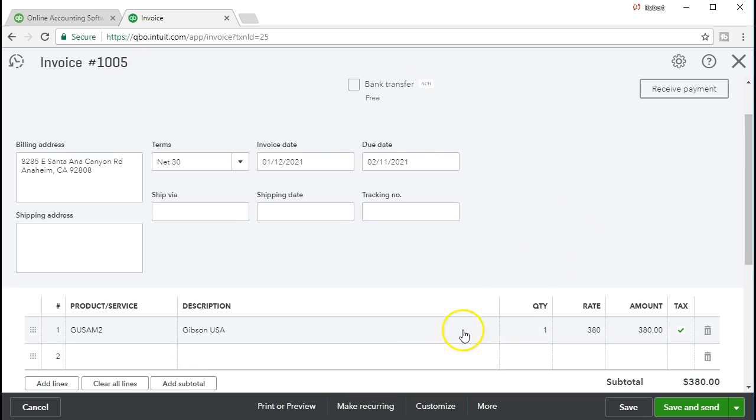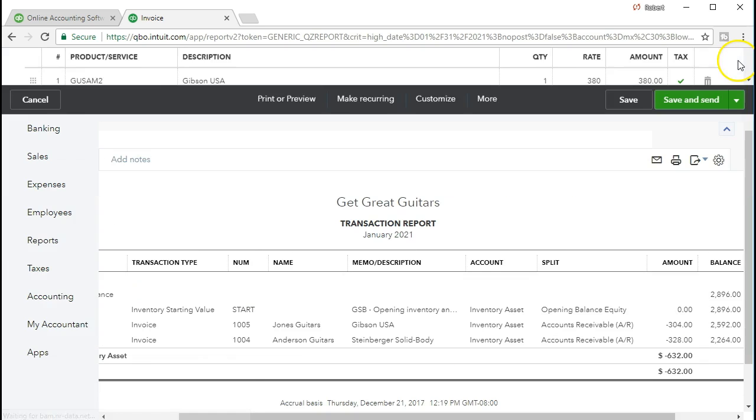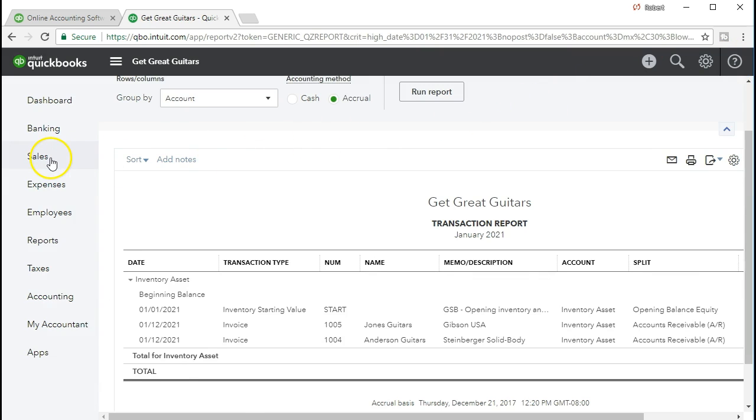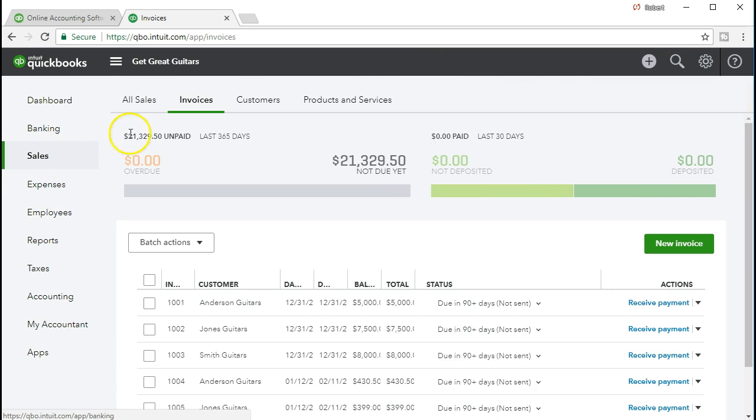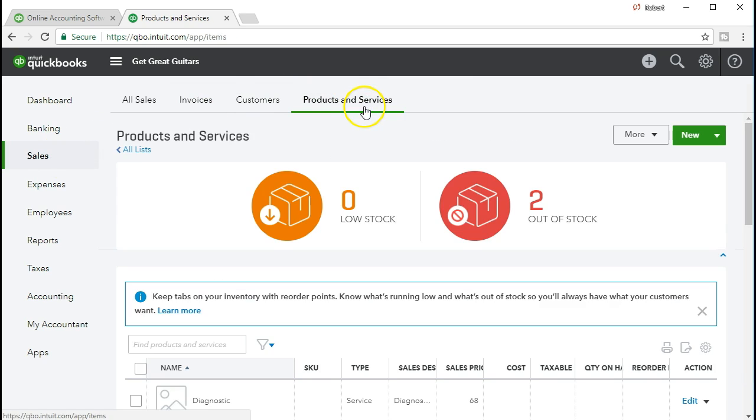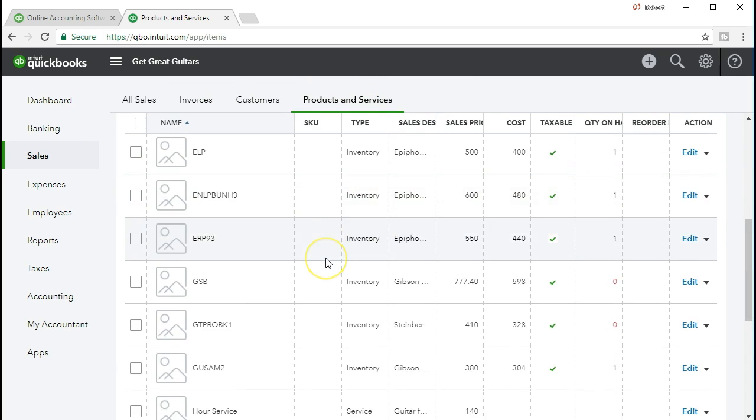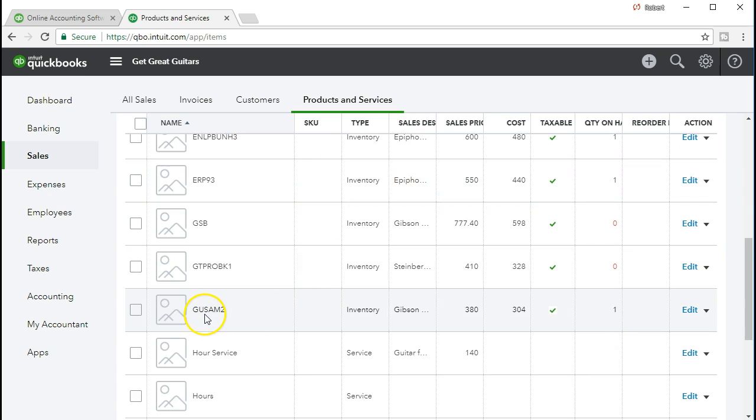So in order to find that, if we get the right guitar this time, it's a GUSA. If we close out here and we go to the sales and we go to product and services and we scroll down and we find that, if we want to check where that came from, it's right here. This is the sales price and this is the cost, $304. So that's where that number is coming from. It's going to be on the invoice or generated with the invoice, although it's not going to be actually on the physical invoice.